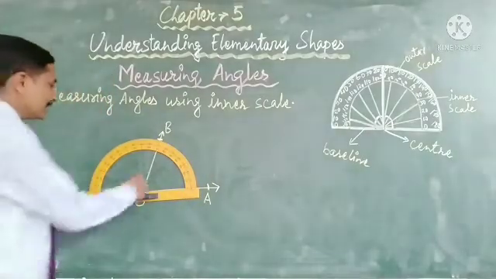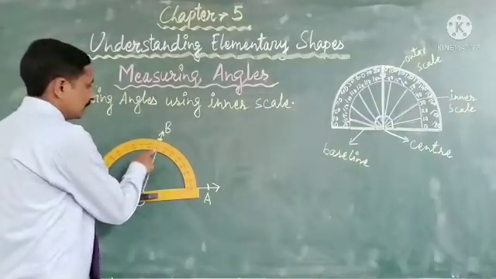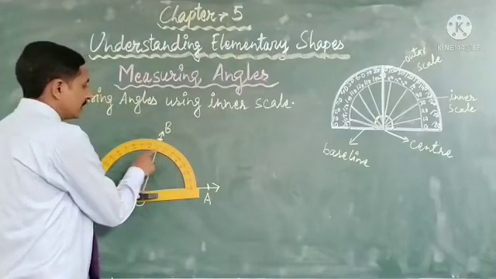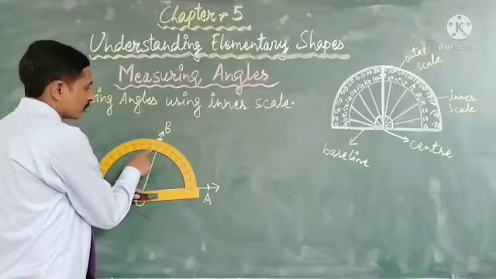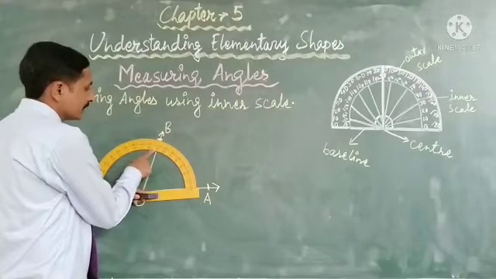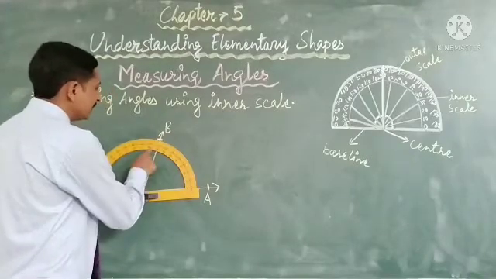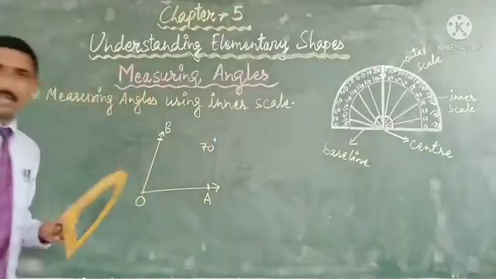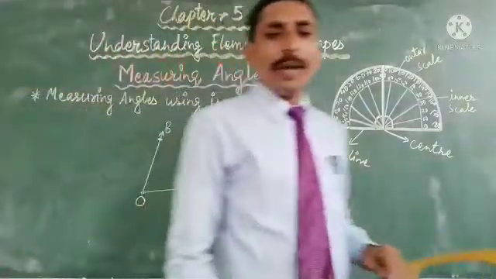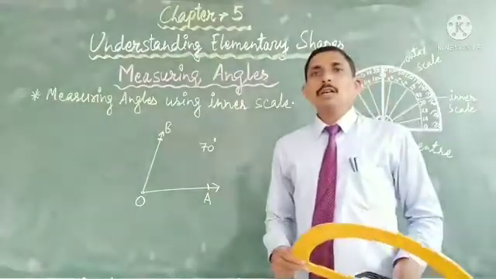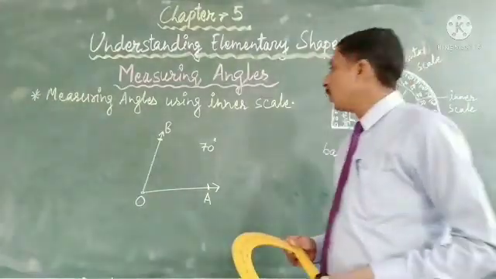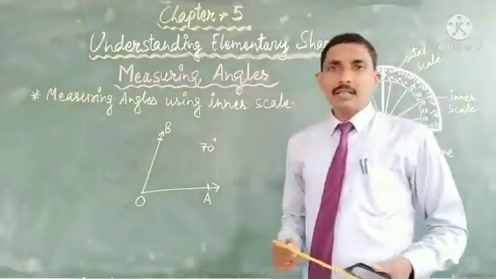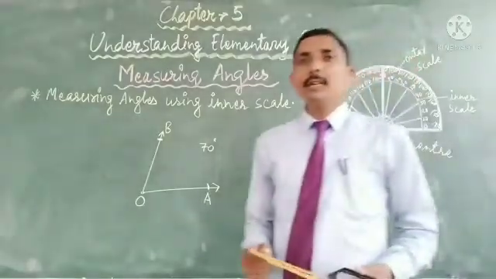Now you see, we have to measure the angle in inner scale. So our measurement is, angle AOB is 70 degree. So this angle is 70 degree. So in this way we can use the inner scale for measuring angles by using protractor.